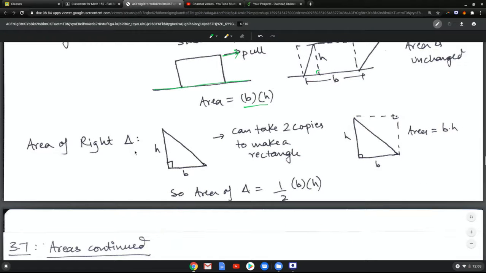Area of a right triangle. What you can do is you can take two copies. When you do that, you get a rectangle. Now, what's the area of this rectangle? It's length times width, which is b times h. But the area of the triangle is half of the rectangle, so it's half times base times height.